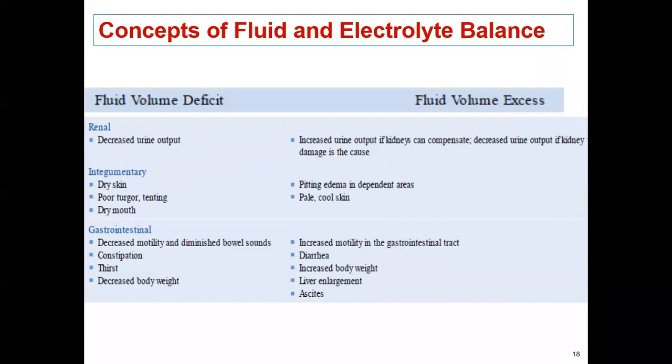What else? What next? Decreased urine output, because fluid is less in the body. Urine output will be less, right? Integumentary: dry skin, poor turgor, dry mouth, because my patient is dehydrated. Gastro: decreased motility, diminished bowel sounds, constipation, thirst, and decreased body weight. Right? So nursing care is very important.